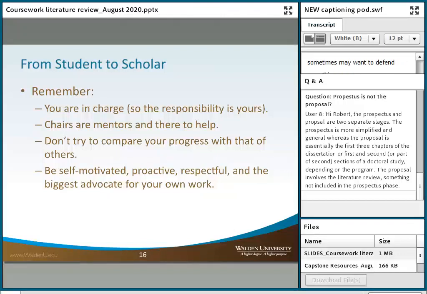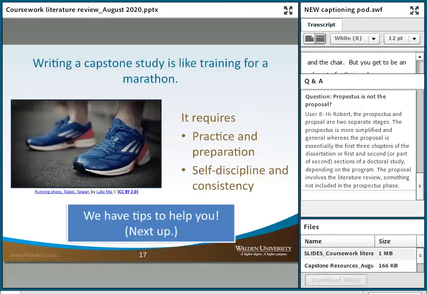And last is your self-motivation, your ability to be proactive, your ability to be respectful. Receiving critique can be hard, and being the biggest advocate for your work. You sometimes may want to defend something and have more of a conversation. Your chair or mentor may say, no, I don't like it. And then you have to respectfully say, okay, I'm going to let that go and I'm going to trust the process and the chair. But you do get to be an advocate for your work. So those are some things to remember, some mental strategies to remember going in.